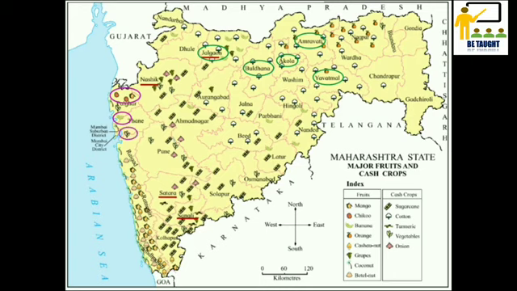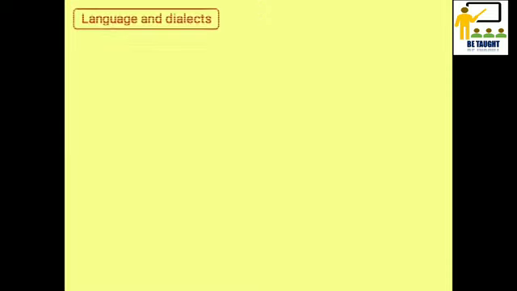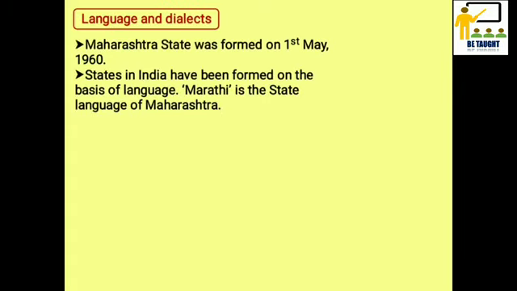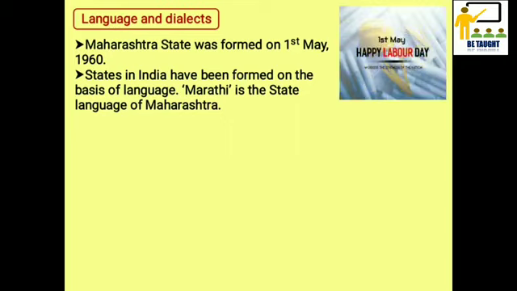Now we shall learn about the language and dialects. Maharashtra state was formed on 1st May 1960, which is also known as Labour's Day. States in India have been formed on the basis of language. Marathi is the state language of Maharashtra.